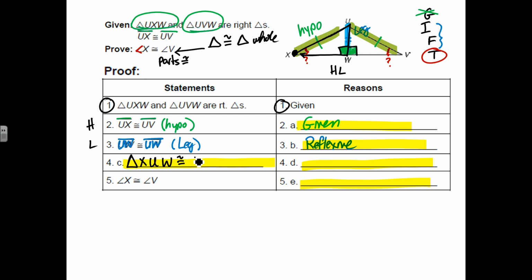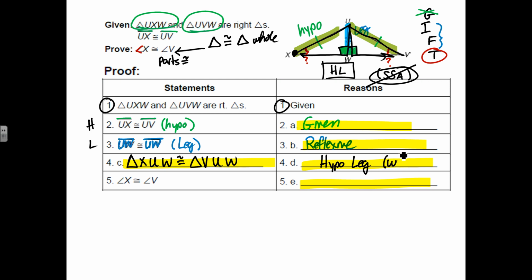I'd like you to write in the matching triangle on the other side. 10 seconds. You should have V, UW. And the reason here is hypotenuse-leg. Remember, you cannot use side-side-angle here, because side-side-angle is the ambiguous case. The only time it seems to work is in right triangles, and because that's a very unique situation, we don't even call it side-side-angle. We call it hypotenuse-leg.